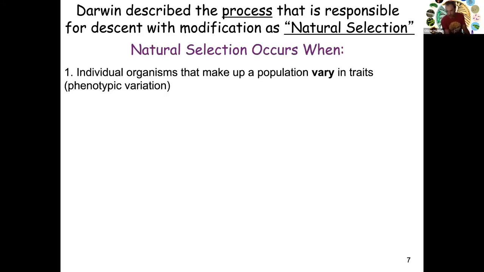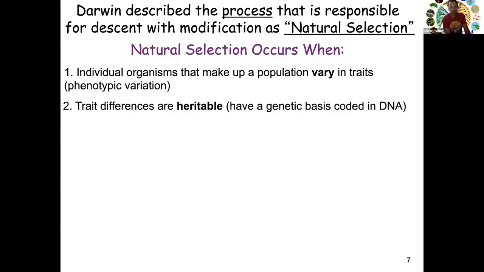So for natural selection to work, number one, individual organisms that make up a population have to vary in traits. So there has to be something called phenotypic variation. And phenotype is just what an organism looks like. So there has to be variation in the phenotypic traits that an organism or a population of organisms have.